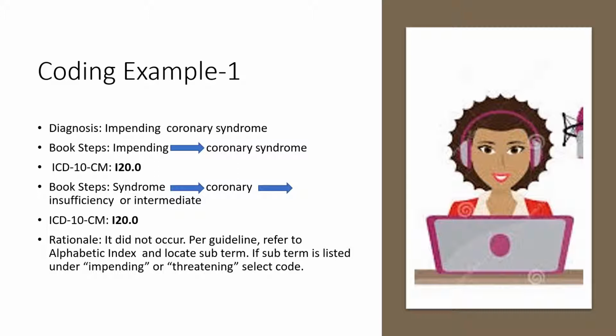And then if I do decide to take the syndrome approach, then we're going to look for the subterm coronary. And it doesn't state impending or threatening. However, it lists insufficiency or intermediate. And I noticed that the ICD-10 code is the same for impending as well, which is I20.0. So our rationale is, although it did not occur, per our guideline, we are to refer to the alphabetic index and locate the subterm. If the subterm is listed under impending or threatening, then we are to select the code.